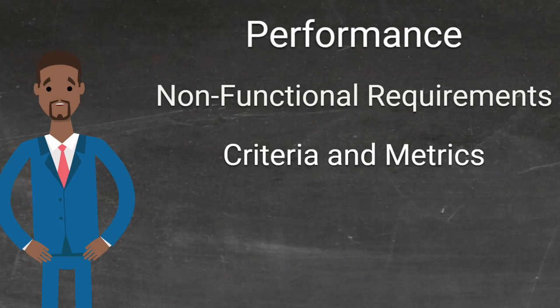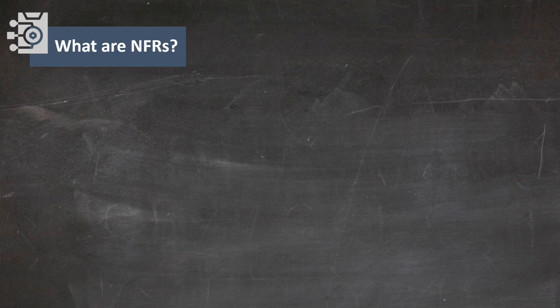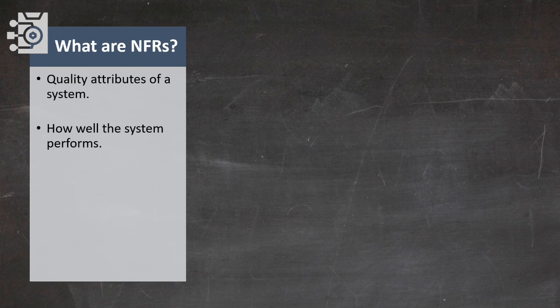By the end, you'll have a solid understanding of how to translate "make it performant" into actionable, quantifiable goals for your team. Let us start by understanding what non-functional requirements, or NFR, are and why they're so crucial in software development. NFR define how a system should perform, rather than what it should do. They specify the quality attributes and constraints of a system, such as performance, security, and scalability. NFR are vital because they ensure that a system not only functions correctly but also meets user expectations and business needs in terms of quality and efficiency.